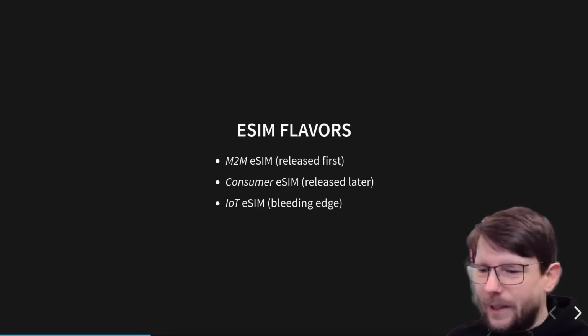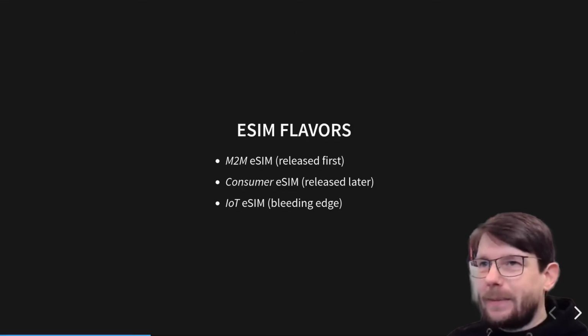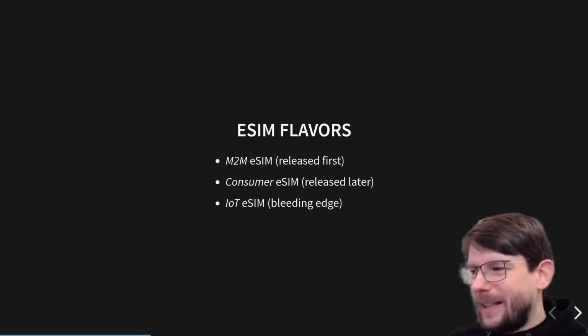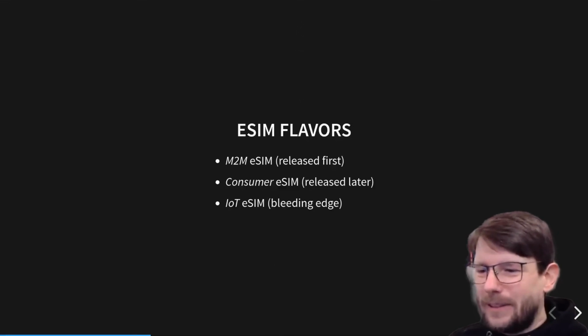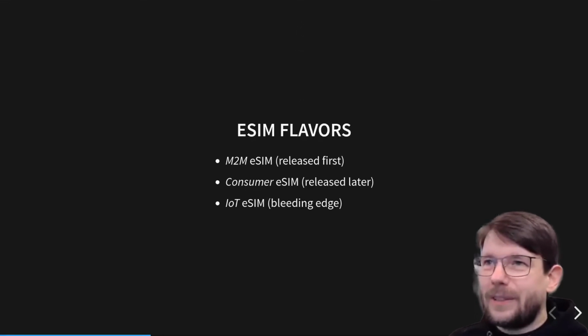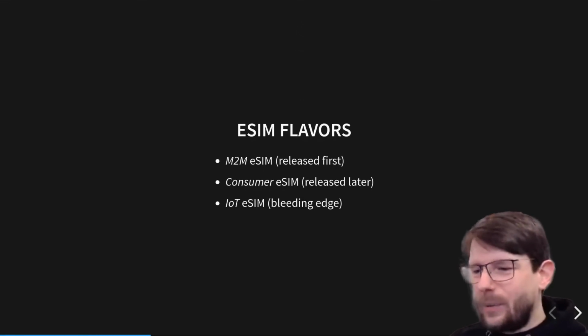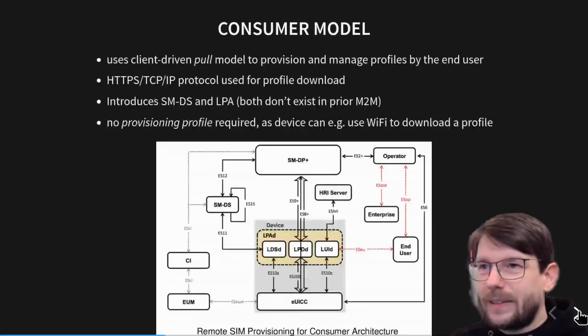eSIMs come in 3 flavors. There is the M2M eSIM, the consumer eSIM, and the IoT eSIM. Those are completely separate eSIMs and completely separate eUICCs. Yes, they all somehow solve the same class of problems in different ways and with different guarantees and properties. You cannot interchange those. So you cannot use an M2M eUICC with a consumer eSIM profile, or you cannot use the software that's built for IoT eSIM with a consumer eSIM or something like that. Those are completely different systems, and we will only look at consumer eSIM today.